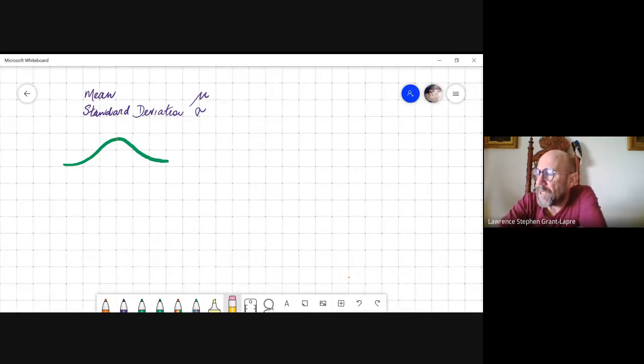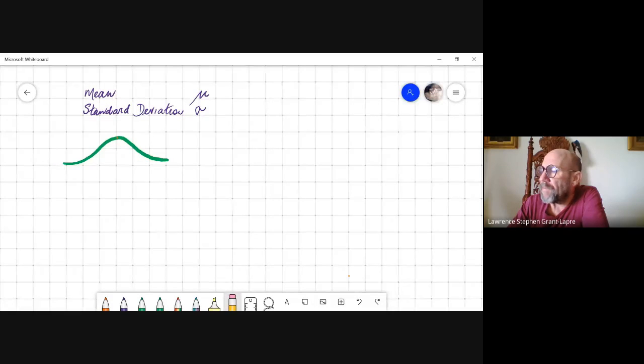Now we're going to look at the mean and standard deviation. We remember we've done some work where we calculated the mean and we calculated this.